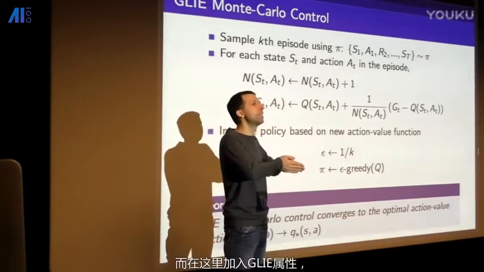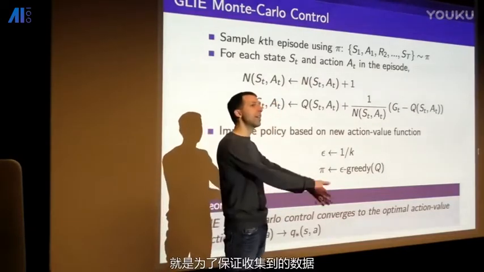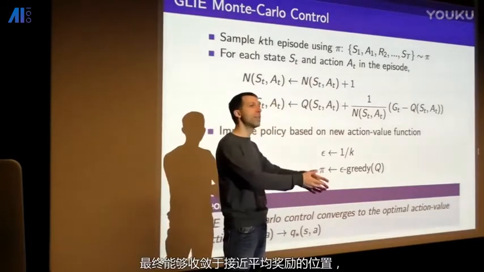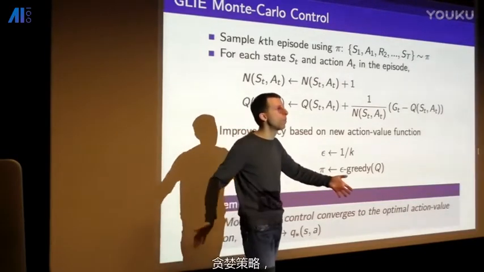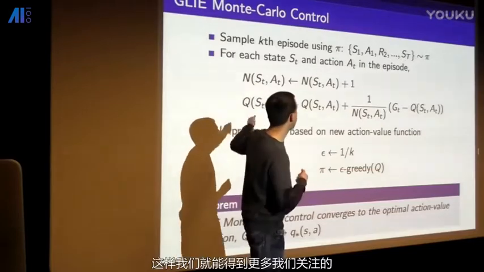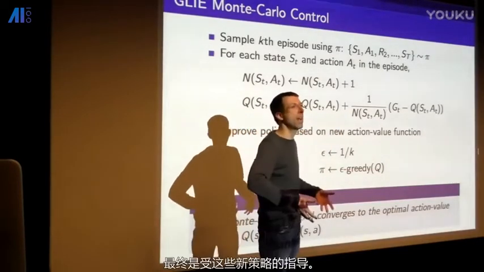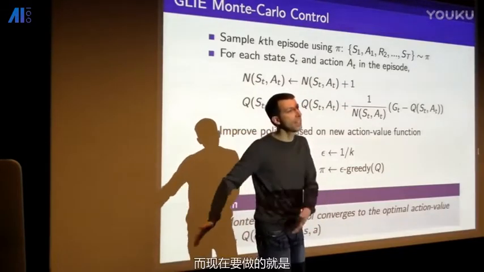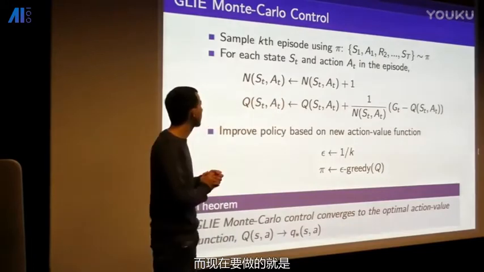The GLIE property basically ensures that over time, the statistics we're collecting converge on the mean return, as these policies get more and more like the greedy policy. So we find out more and more information about the policy that we really care about, and the past gets dominated eventually by these new policies.